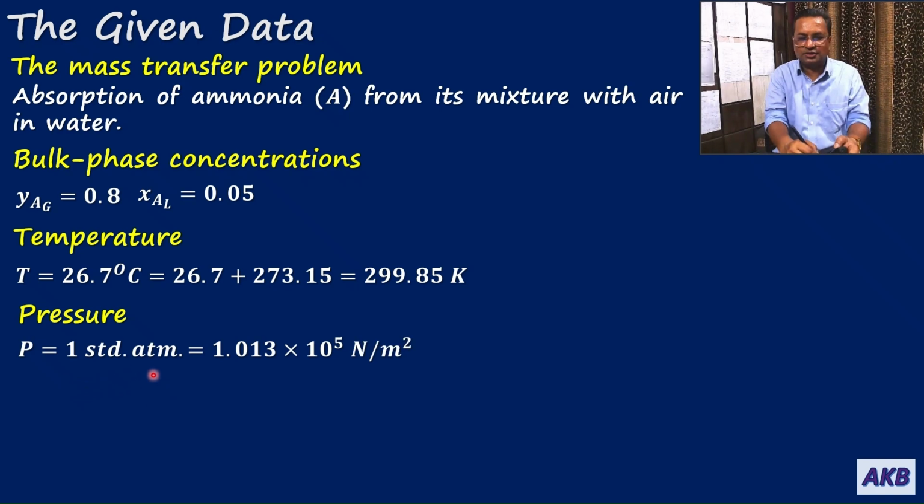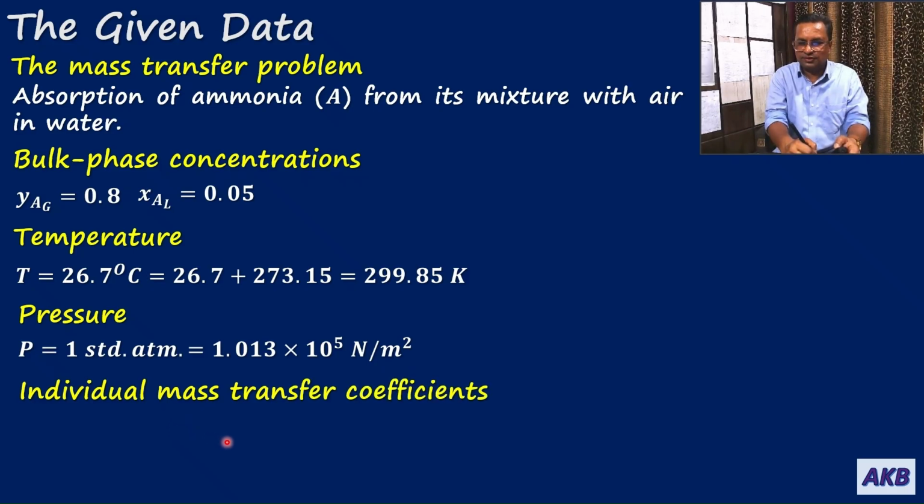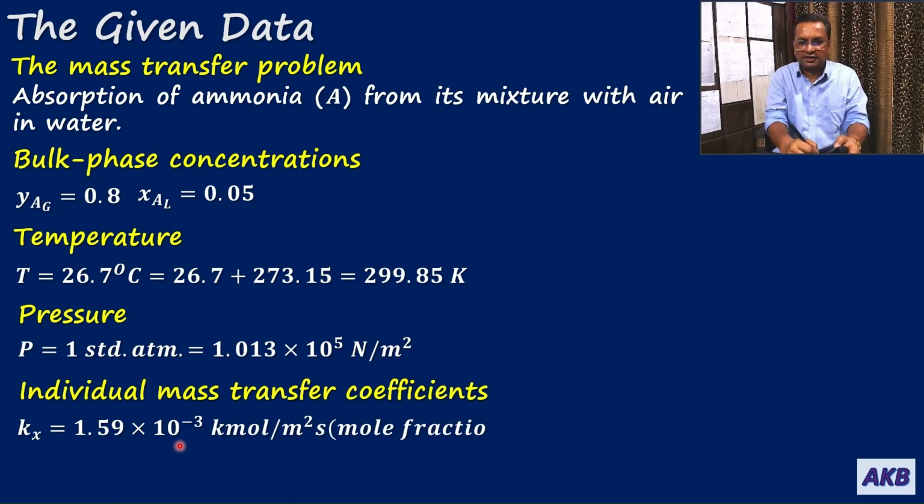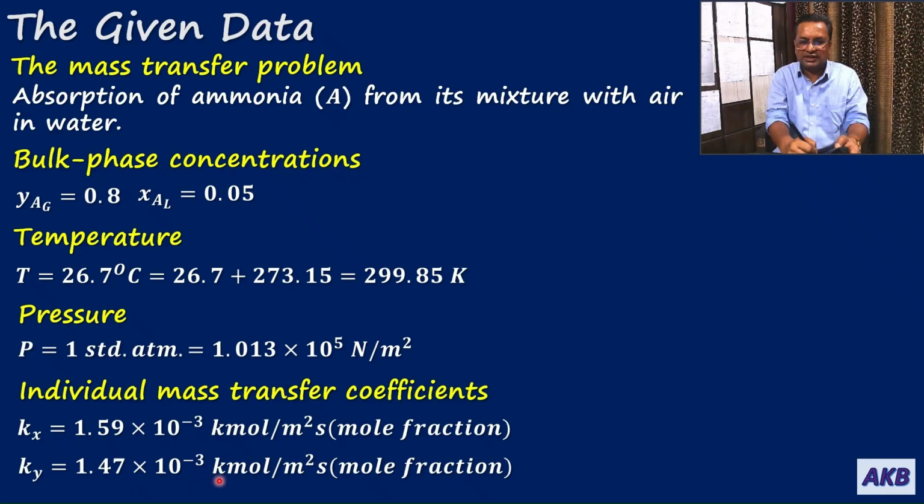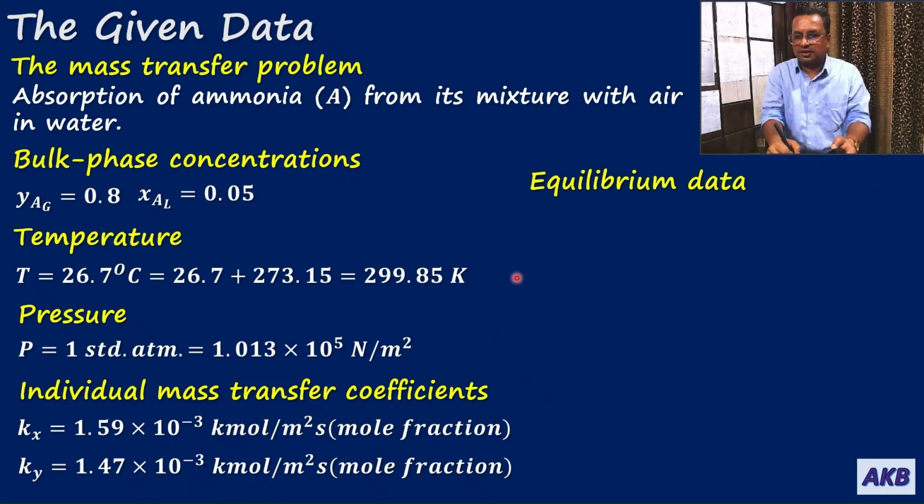It is 1 standard atmosphere, which is nothing but 1.013 into 10 to the power 5 Newton per meter square. We need this in our calculation. Then individual mass transfer coefficients are given to us. Kx is 1.59 into 10 to the power minus 3 kilomole per meter square per second per mole fraction. And then Ky is 1.47 into 10 to the power minus 3 kilomole per meter square per second per mole fraction.